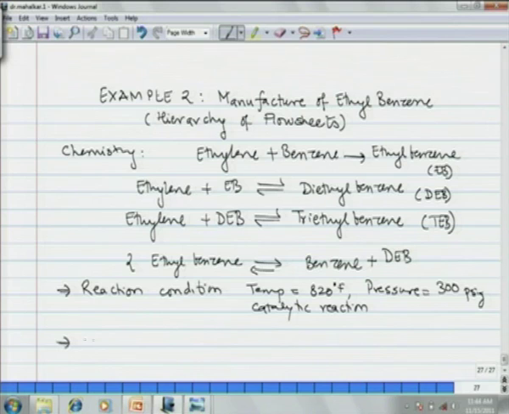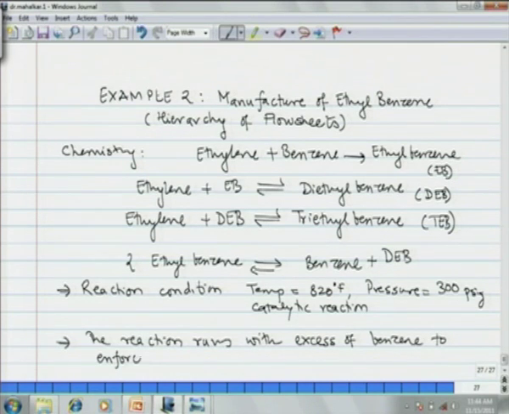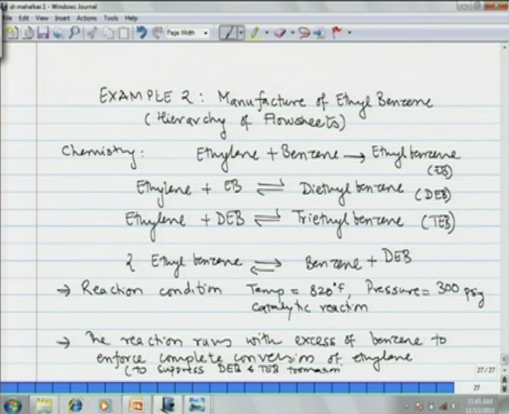Now, the reaction runs with excess of benzene to enforce complete conversion of ethylene. Now, the rationale is also to suppress DEB and TEB formation, which are unwanted side products. Okay.